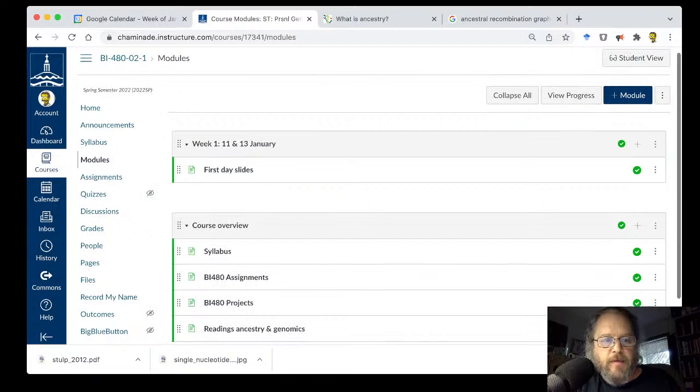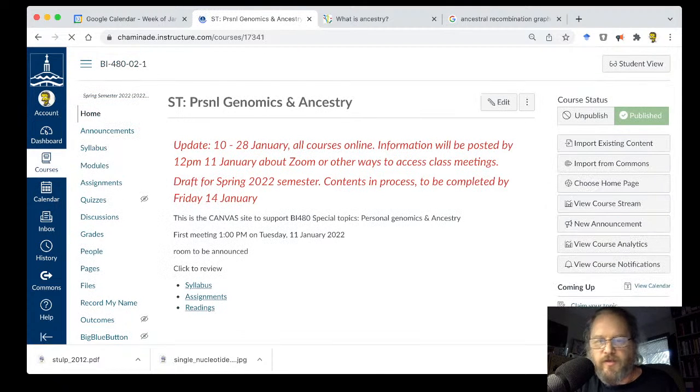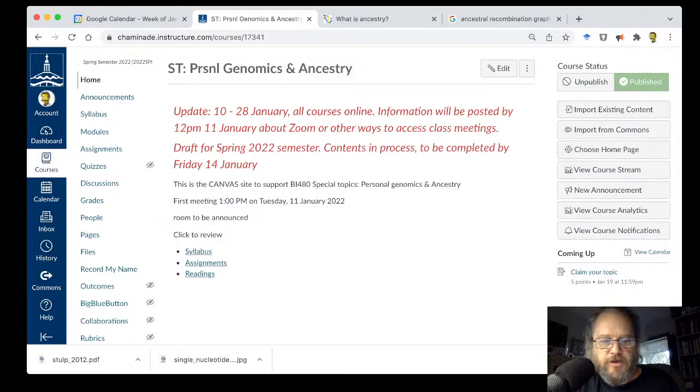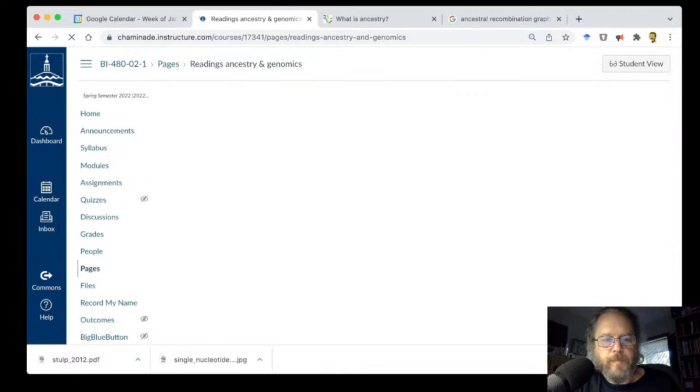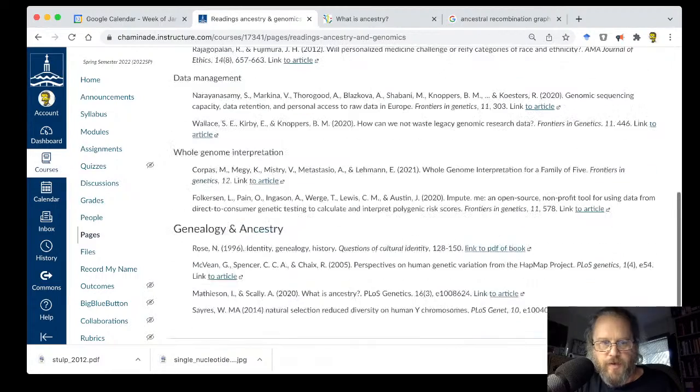So we're going to begin by taking a look at the readings. That's your first job, to go through the assigned readings. The simplest way is just to go through the home page, and you'll notice that I've added over here a claim your topic. So I'm going to ask you this week to choose something. Okay, so we'll talk about that as we go. Click on readings. Right, that's everything we have so far to get started with.